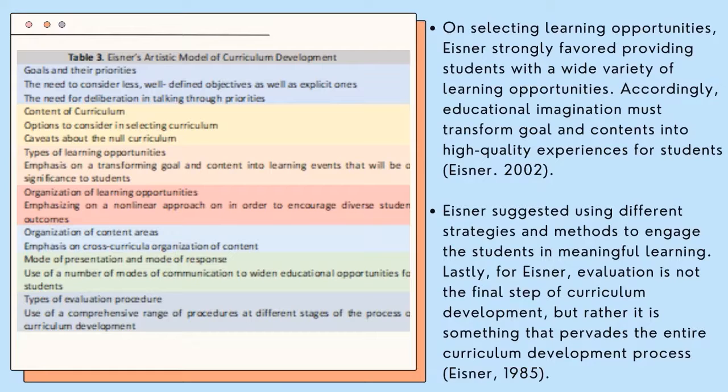The learning experiences must give students the opportunity to practice the desired behavior. If the objective is to develop problem-solving skills, the students should have ample opportunity to solve problems.